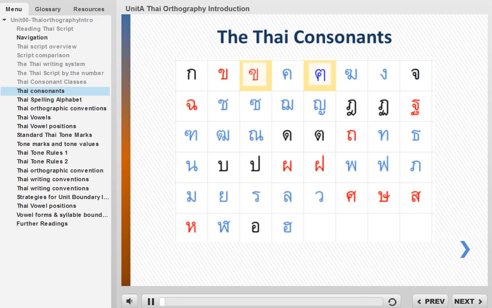The Thai consonants. All of the 44 Thai consonants are presented here in the Thai alphabetical order, from left to right, across each row and down. The 2 obsolete letters are shown with yellow background. High consonants are shown in red, mid consonants are shown in black, and low consonants are shown in blue. Each Thai consonant letter is pronounced with the vowel aw, the low back vowel, as in the English word aw, and the inherent tone of the consonant class.